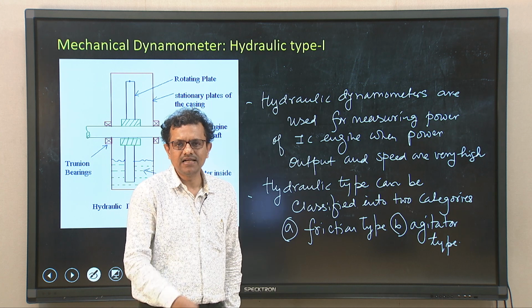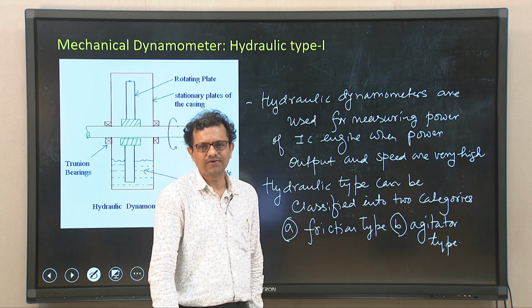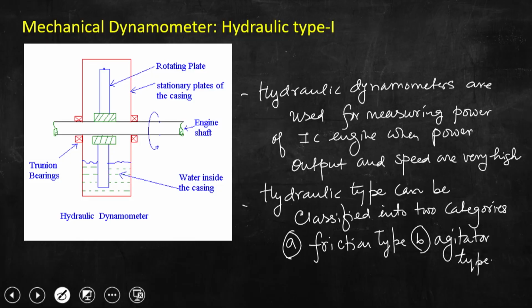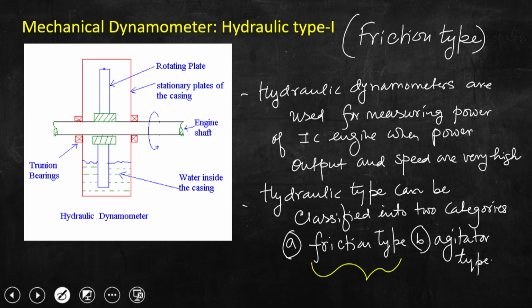Hydraulic type, but again hydraulic type can be classified into 2 different categories. Type 1, that is friction type. So, in this type, let me discuss the difference between friction type and agitator type. So, if you go to the next slide, then I will come back again to this slide.